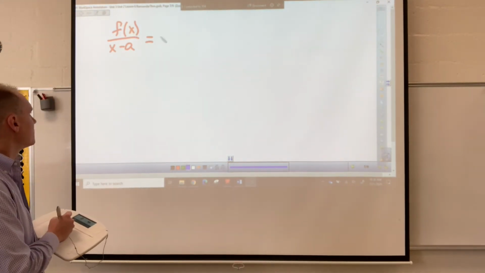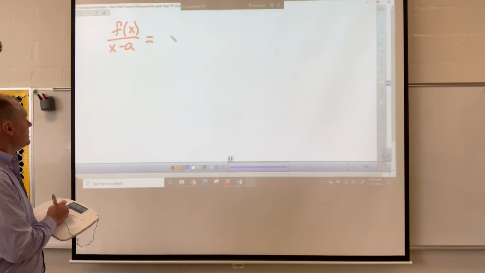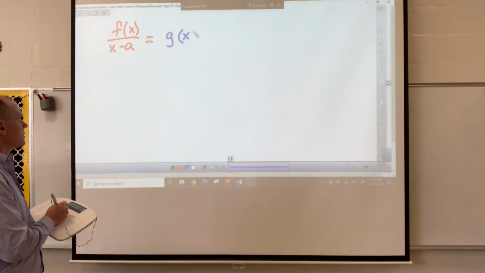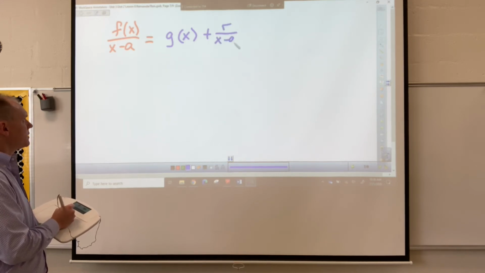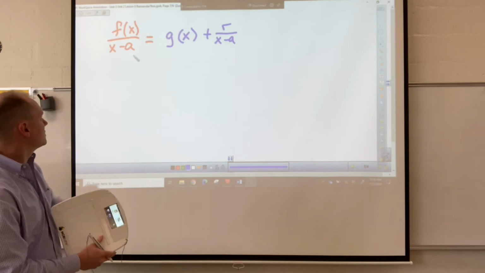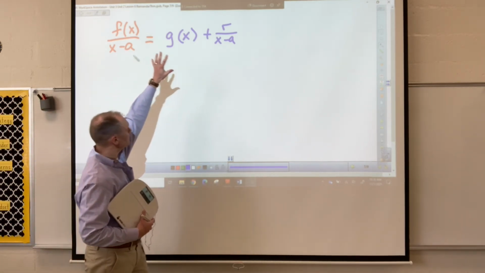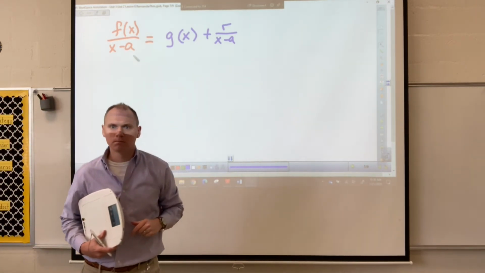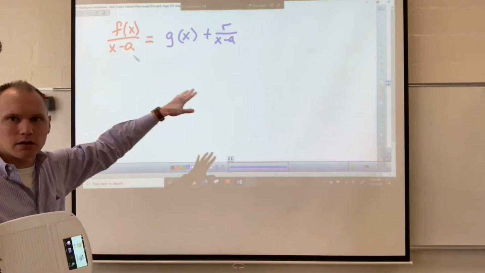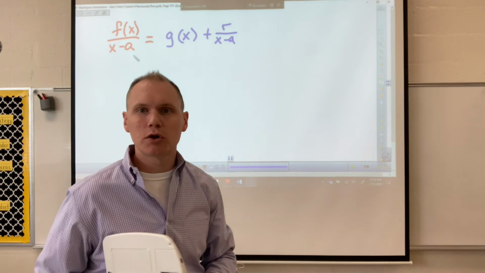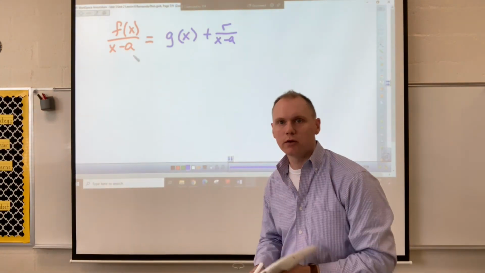When we divide that, we get our answer here, which is the quotient plus whatever the remainder is divided by the divisor. So let's say we did the long division here, and this was our answer. Okay, so what I'm going to do here is take this equivalency, and I'm going to show you why this whole remainder theorem works.